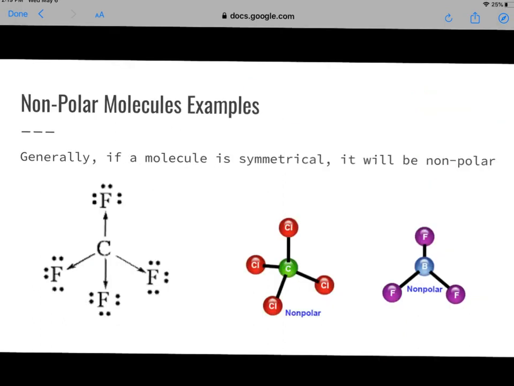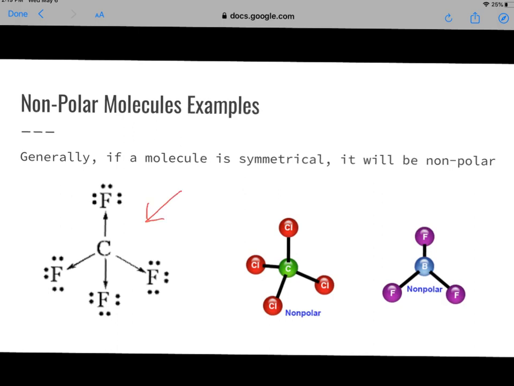So what about nonpolar molecules? Well, generally, if you have a symmetrical molecule, meaning it's the same on every side, you could turn it around and around in your hand and it would still look the same on all sides. If we have a symmetrical molecule, then generally we have a nonpolar molecule. So these in this picture are all nonpolar.